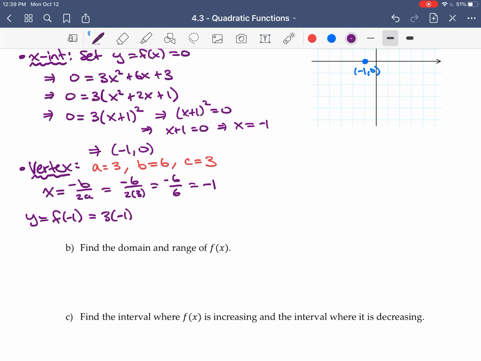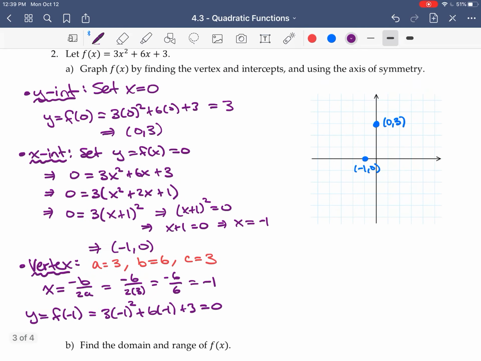But if you wanted to plug it into the formula, it's going to be 0. So this point here is actually the vertex. Maybe I shouldn't have used that color. So that point is the vertex. That means that the axis of symmetry should go through that point. So it's going to be the line x equals negative 1.